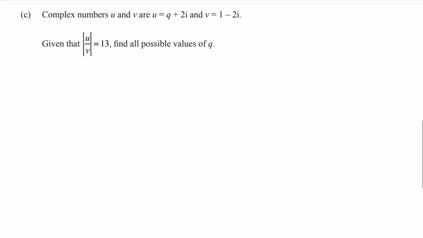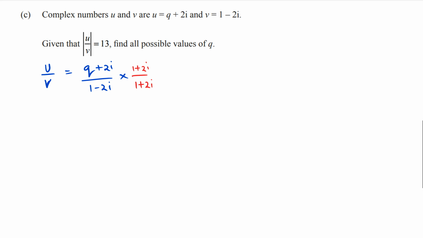So our first step is to actually figure out what u over v is. To do that, what we have is q plus 2i divided by 1 minus 2i. Now remember that if you want to find the modulus, you want the denominator to be rationalized. Of course, you might find a completely different way. That's absolutely fine as well. So what I'm going to end up doing here is multiply it by 1 plus 2i over 1 plus 2i.